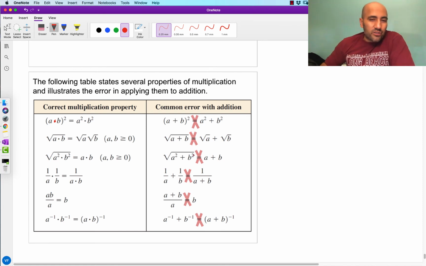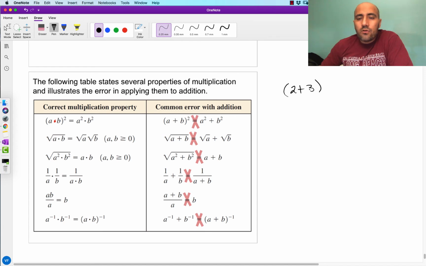If you ever run into a situation where you're not really sure, say you're in the middle of a test and you don't know whether it's true or not, just make up yourself a little example and see if it's true. If you're not really sure if this is true, think to yourself, is this true? 2 plus 3, squared. I know that that's equal to 5 squared, so I know the answer should be 25. So that makes sense.